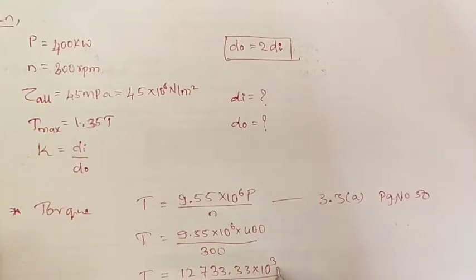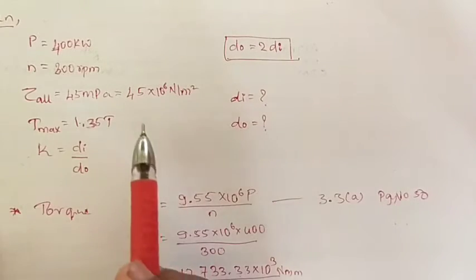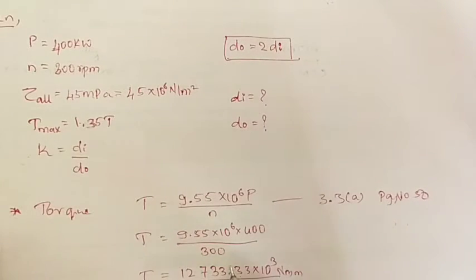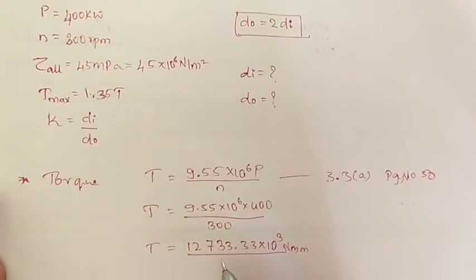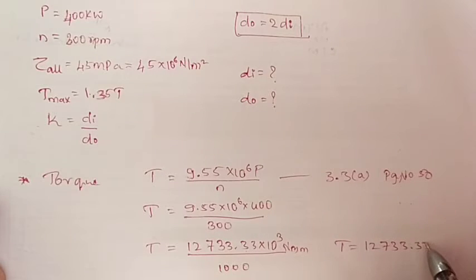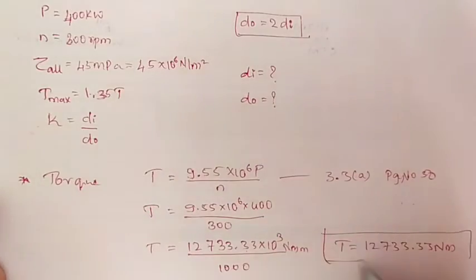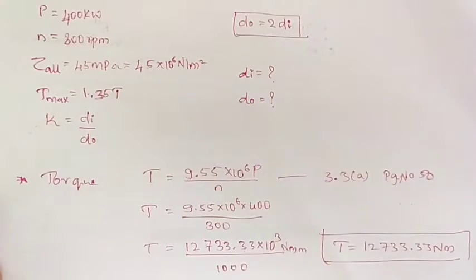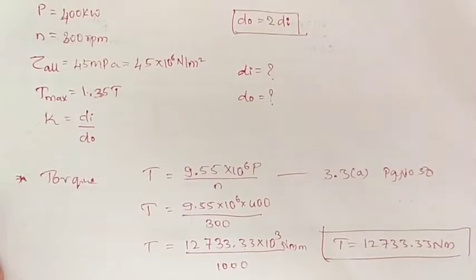But this is in Newton millimeter. I want it in Newton meter, so I will just divide by 1000. This is the torque that I will get from this equation.